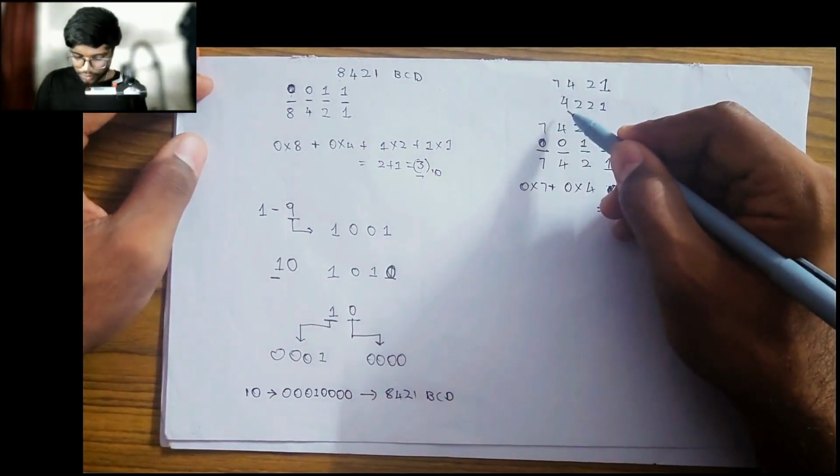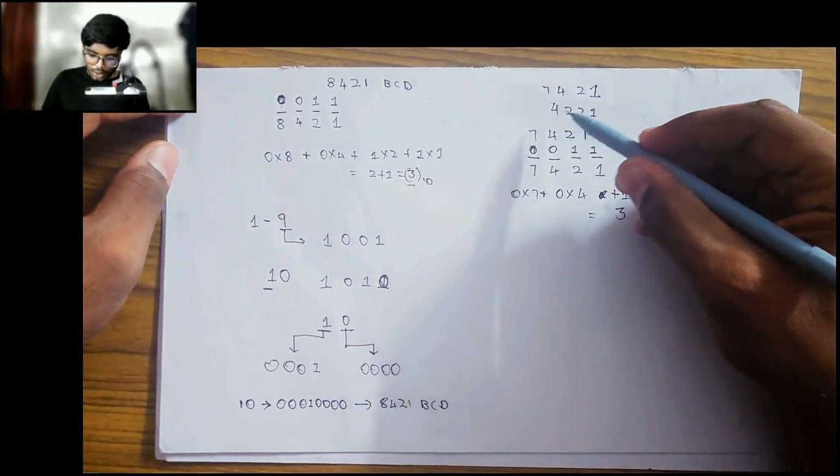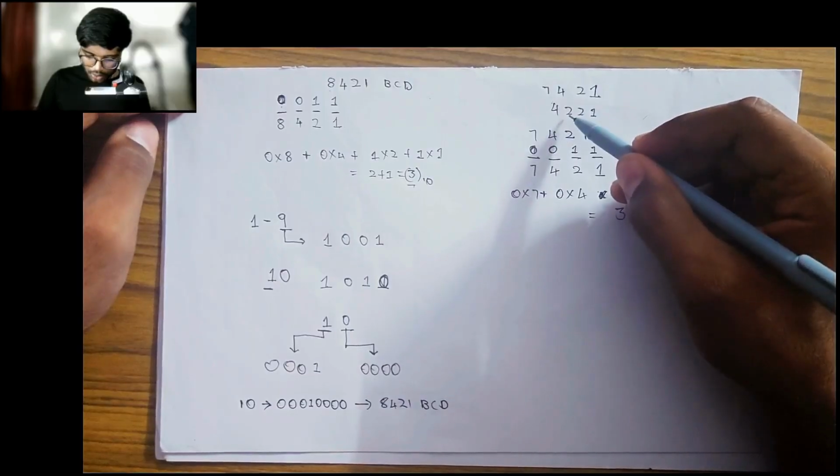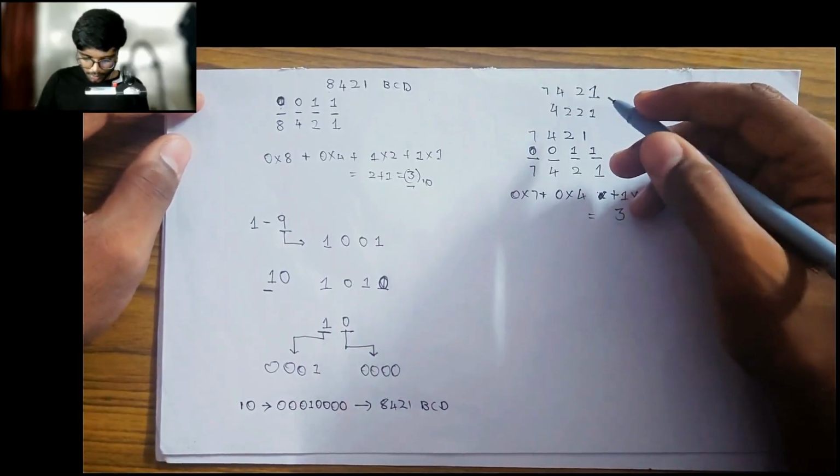And the same follows with 4221. I will not be explaining it, because again the weight of units is 1, tens is 2, hundreds is also 2, and thousands is 4. Okay.